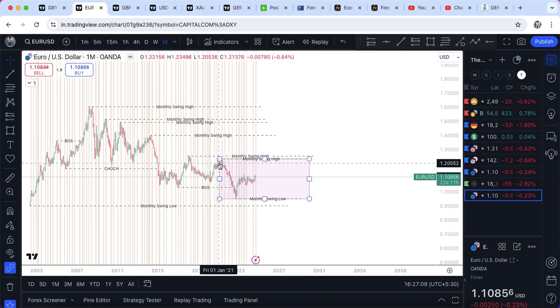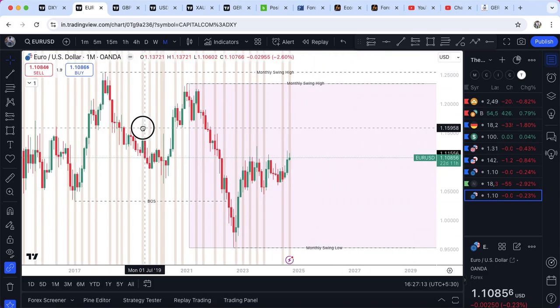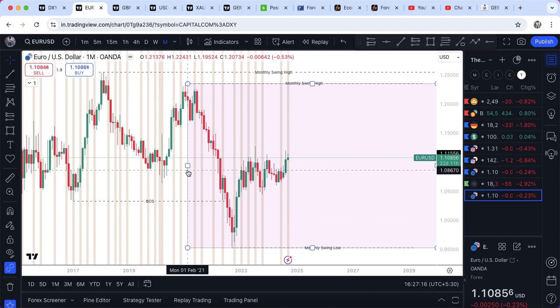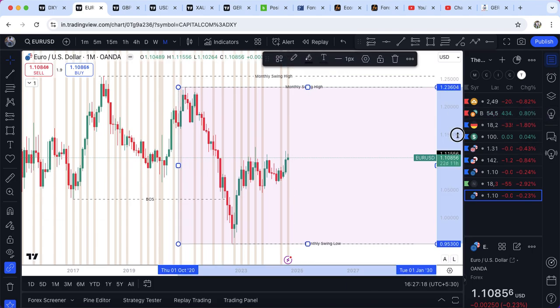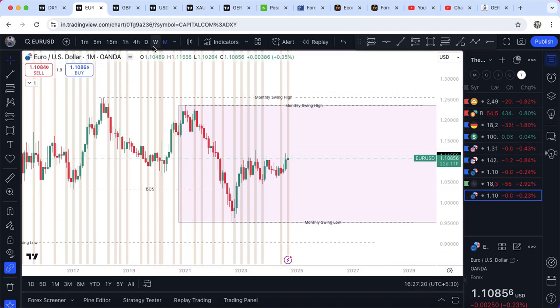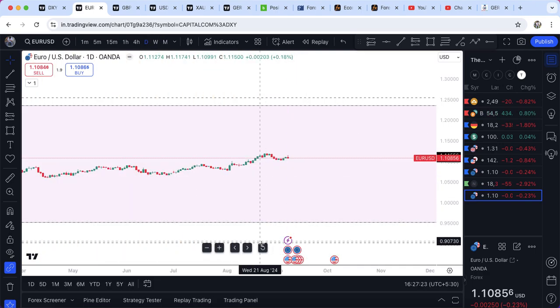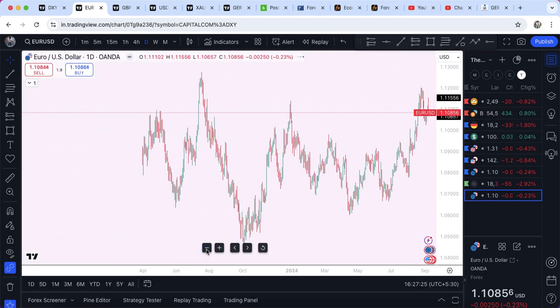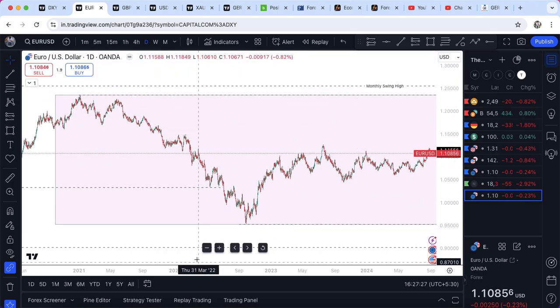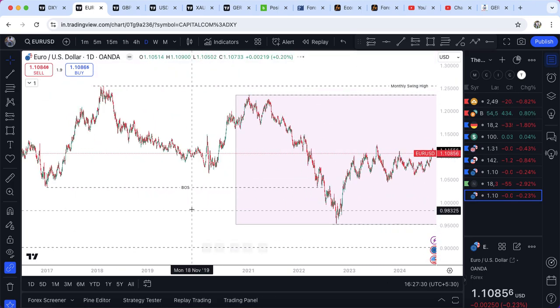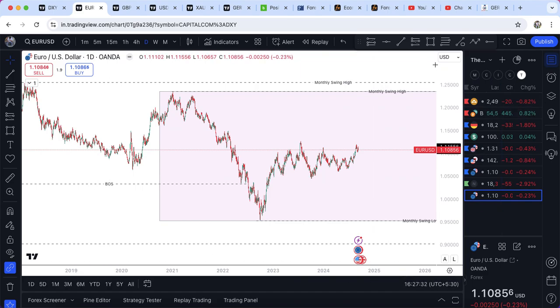Okay, now we know that we are between this high and this low. So let's take it. So right now I'm going to the daily, to actually know where we are. So right now this is a daily high and this is a daily low.